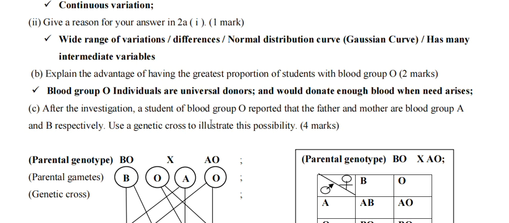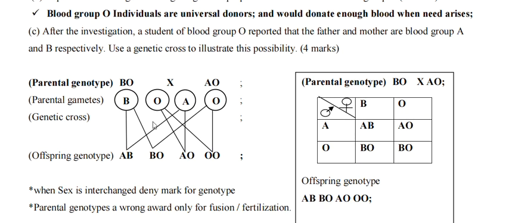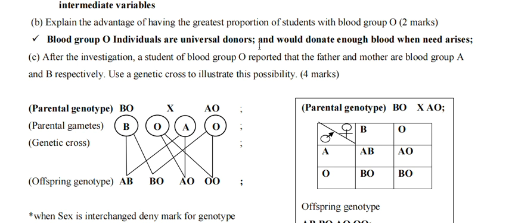Use a genetic cross to illustrate the possibility. In this case, these parents, the father is blood group A, while the mother is blood group B, and we'll look at the possible genotypes which can lead to a blood group O individual. It is the heterozygous state, that is BO and AO.